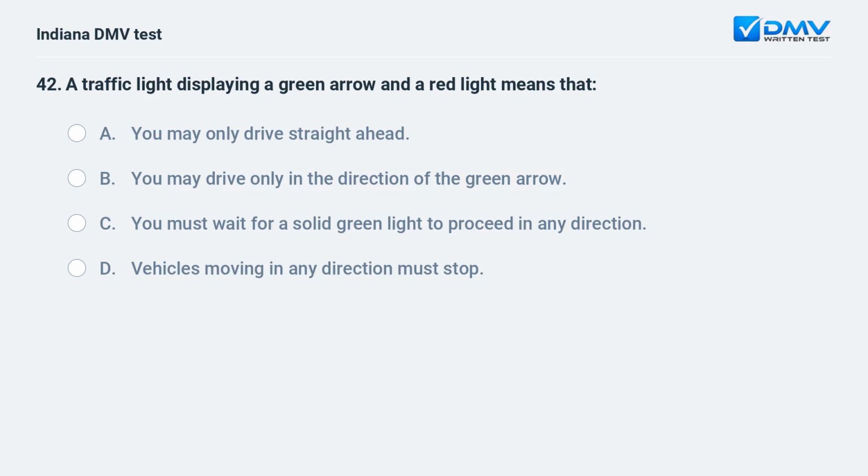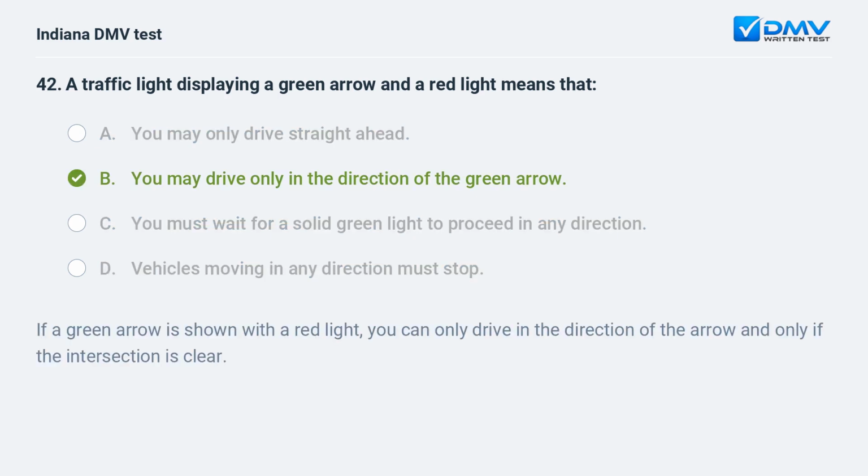A traffic light displaying a green arrow and a red light means that: a. You may only drive straight ahead. b. You may drive only in the direction of the green arrow. c. You must wait for a solid green light to proceed in any direction. d. Vehicles moving in any direction must stop.